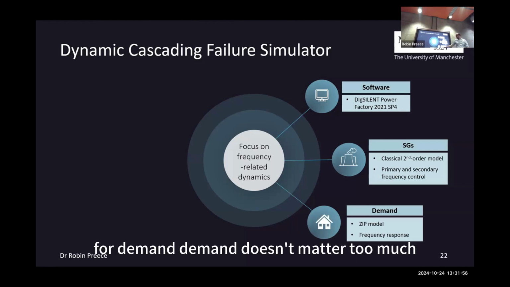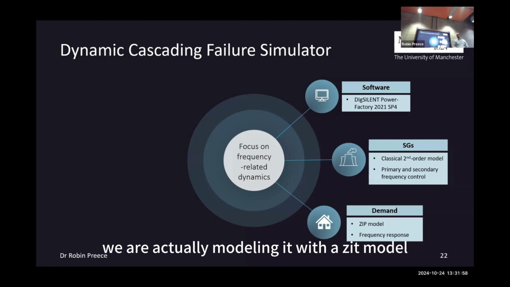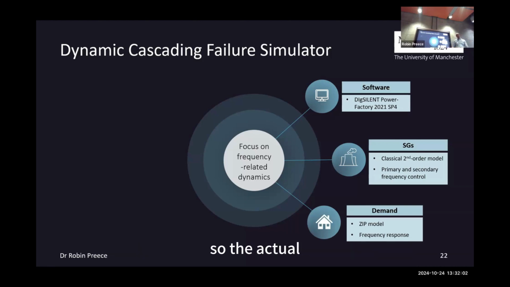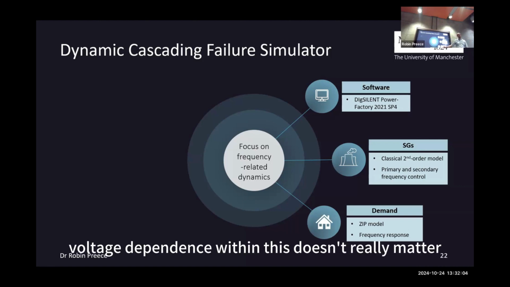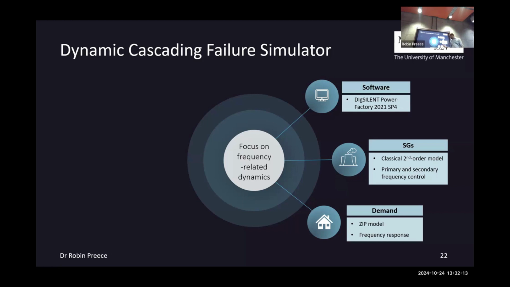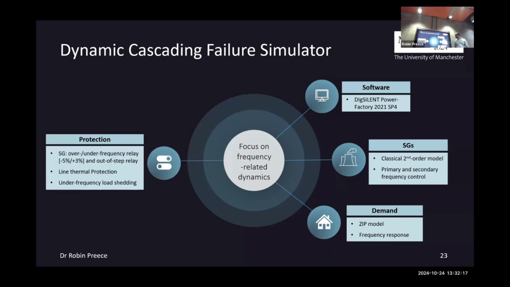For demand, demand doesn't matter too much. We are actually modeling it with a ZIP model, but like I said, we're not worried about the voltages in the system. So the actual voltage dependence within this doesn't really matter. This could just be a constant PQ load. It would be the same result. We have some frequency dependence on the demand, but it's quite small. It doesn't have a big effect on the result.